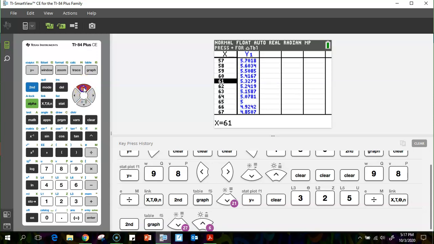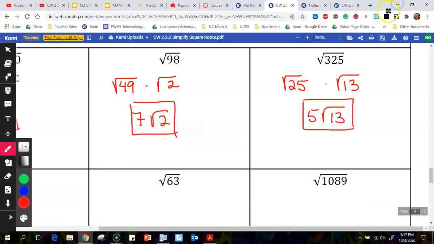And you know what? I think I need to go back up, because it started for some reason at a 40 something. Here's 25 times 13. There's one of my perfect squares. So I'm looking for one of those perfect squares, 4, 9, 16, 25, or whatever. And I found that 25 times 13 was 325. So that was my perfect square that I took out of there.